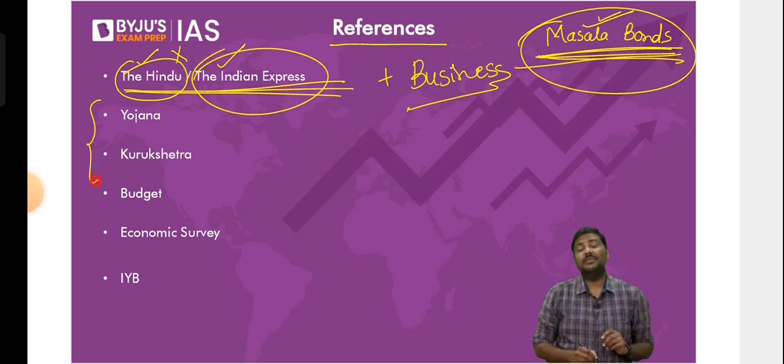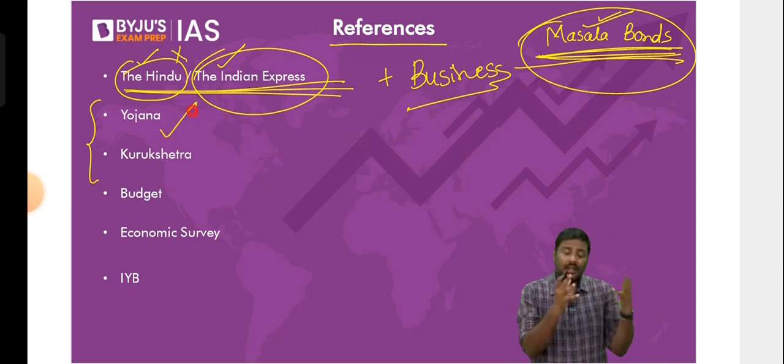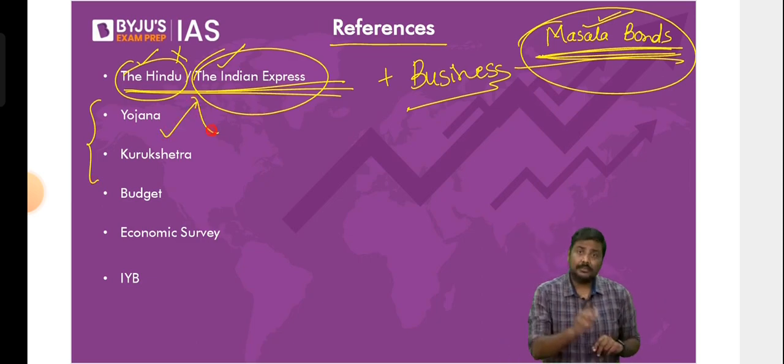Apart from this, there are 2 magazines published by the government, Yojana as well as Kurukshetra. Okay, Yojana as well as Kurukshetra. These 2 magazines are published once a month. My recommendation, please read.